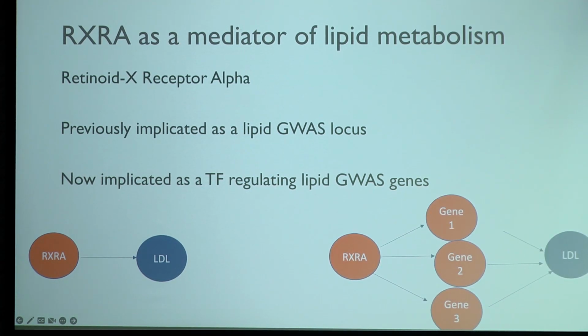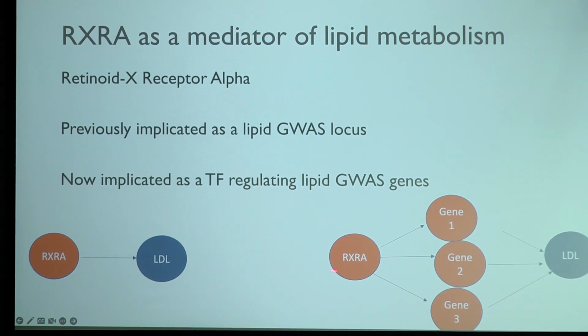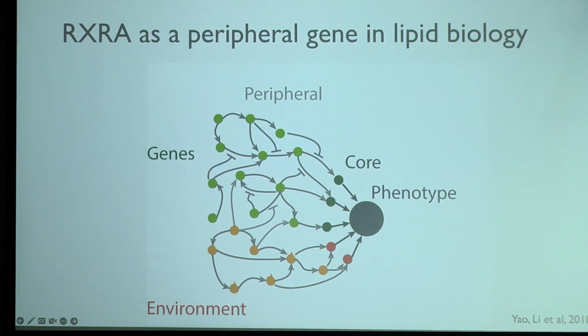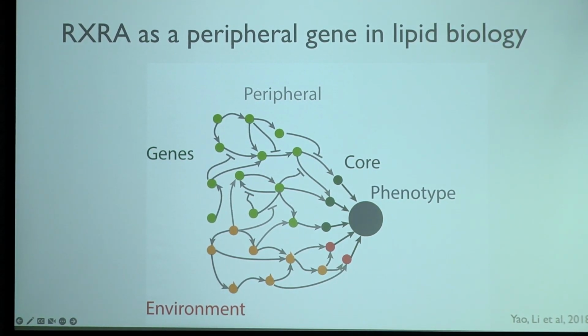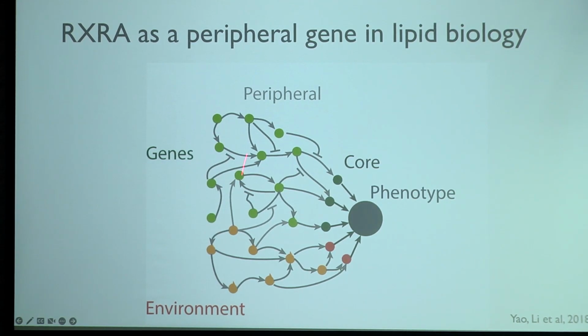But now we've been able to split this arrow up into more arrows, where we have a little more resolution, where we think it affects LDL not directly, but by acting as a transcription factor on a bunch of other genes that mediate its effect. And this ties to a paper that came out in 2018 that spoke about the omnigenic model of complex traits, where we start thinking about traits as being Mendelian, and then we talk about them as being complex, but what actually is going on in the cell that allows all of these different genes and variants to collectively contribute to a phenotype.